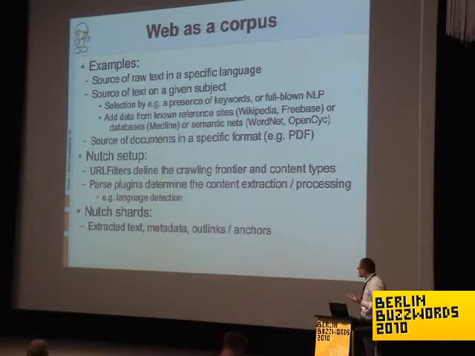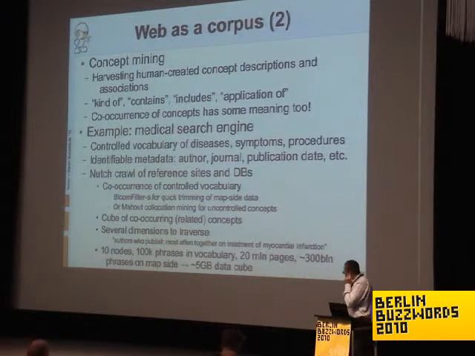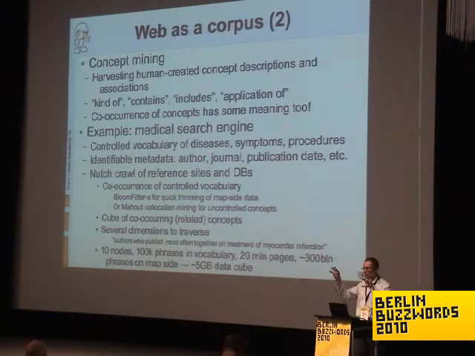So the Nutch setup is really simple. You start crawling using this workflow, as I showed a moment ago, and then you define strict URL filters, like let's use a language identification component in Nutch to filter documents only in German. You could also do concept mining. Out of this raw content that you collected, you could extract stuff like human-created associations, like kind of, contains, includes, application of, type of, etc. If you have a controlled vocabulary that you work with, co-occurrence of these items on a page has some meaning too, right?